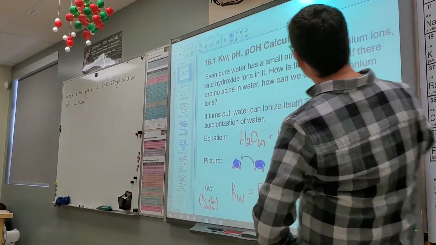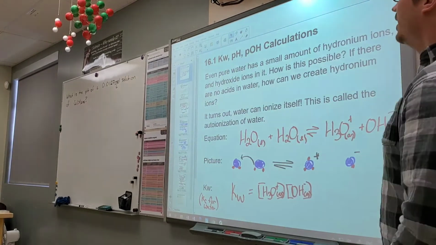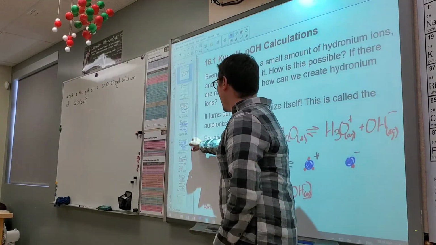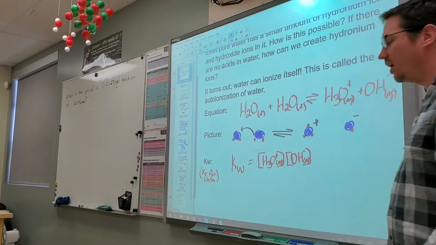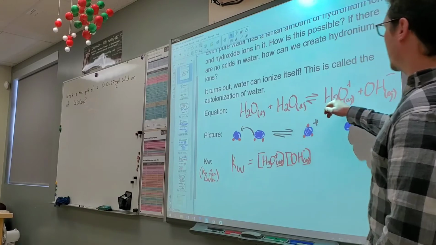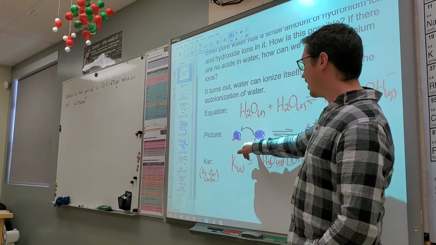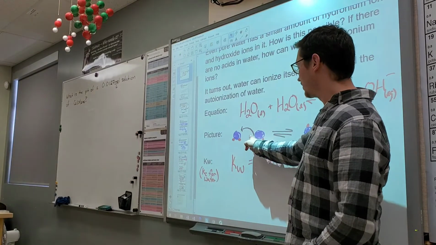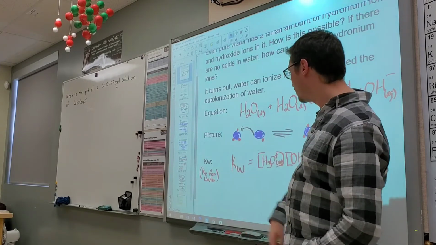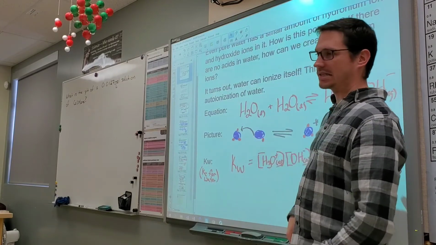Even pure water has a small amount of hydronium ions and hydroxide ions. How is this possible? If there are no acids in water, how can we make hydronium? It turns out water can ionize itself, called the auto-ionization of water. So what has to happen? Water reacts with water to make hydronium and hydroxide. All you have to think about is a proton gets transferred from one water molecule to another, and then you get hydronium, H3O+, and hydroxide.